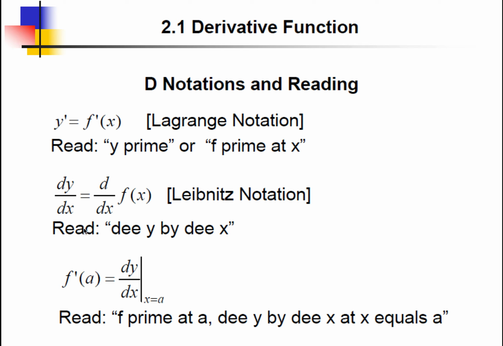And here I'm just saying we read it as dy by dx. If we're finding the derivative at a point, we read it f prime at a, or dy by dx at x equals a. So if we're finding it at 5 or 6 or 7.